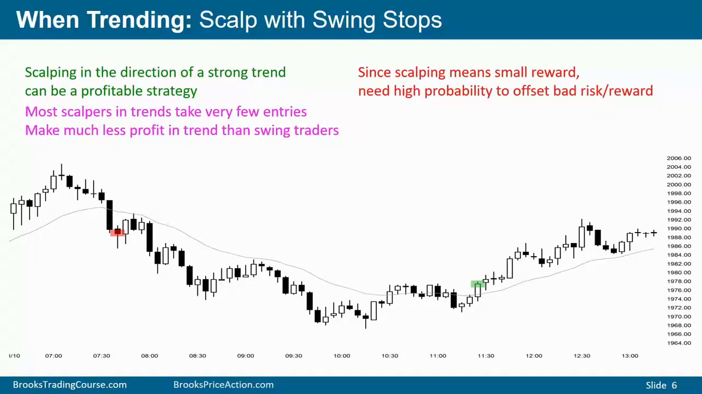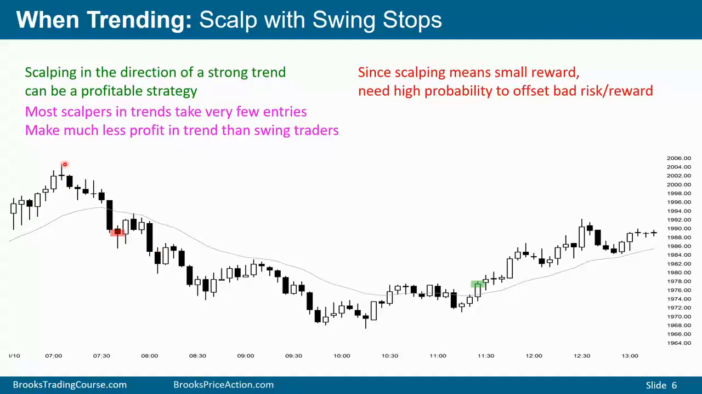When you're scalping, you're going for a small profit. And that means you need very high probability to offset the terrible risk reward. For example, if you're selling this close for a scalp, it doesn't matter whether you're selling for a scalp or a swing, your stop is still up here. The swing trader is going to hold for a big profit. The scalper is just looking for a little profit.